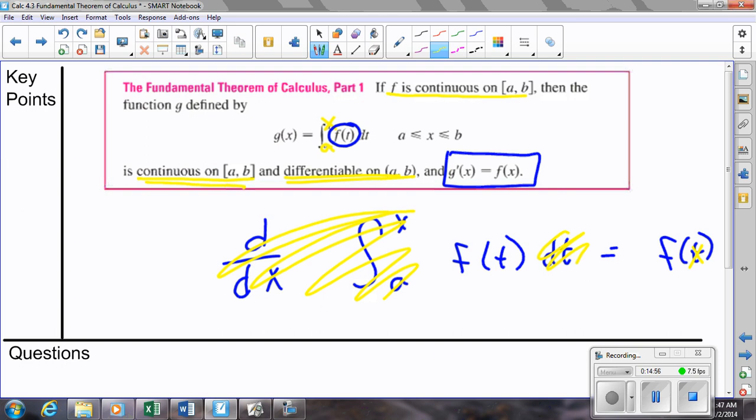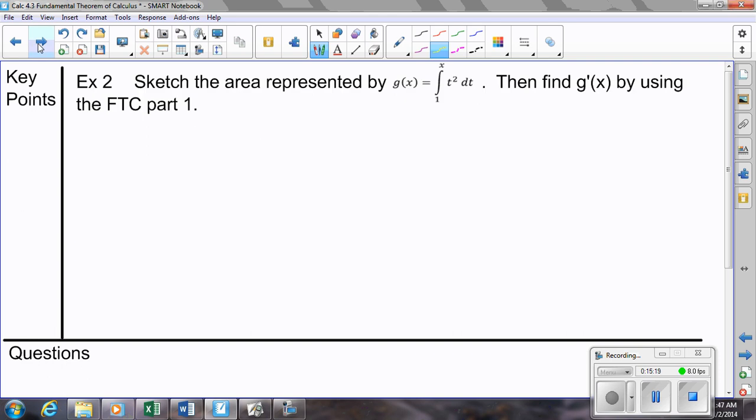incredible. Remember our work where we were doing antiderivatives before? Well, if you want to take the derivative of an antiderivative, you get back where you started, which intuitively seems like it should make sense, but the fact that it is actually true, that's why it's the fundamental theorem, because it's massively, massively important for pieces like this. Sketch the area represented by g of x equals the integral from 1 to x underneath t squared.